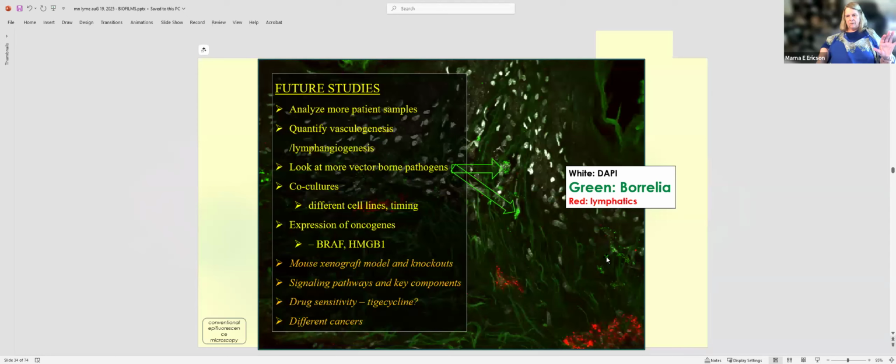And we also found Borrelia in those same lesions. We often find Borrelia and Bartonella together. And the green here is the Borrelia, but now you can see it's in its spheroid or coccoid form. The white is the DNA and the red is the lymphatics. And this is within the patient's metastatic melanoma lesion.